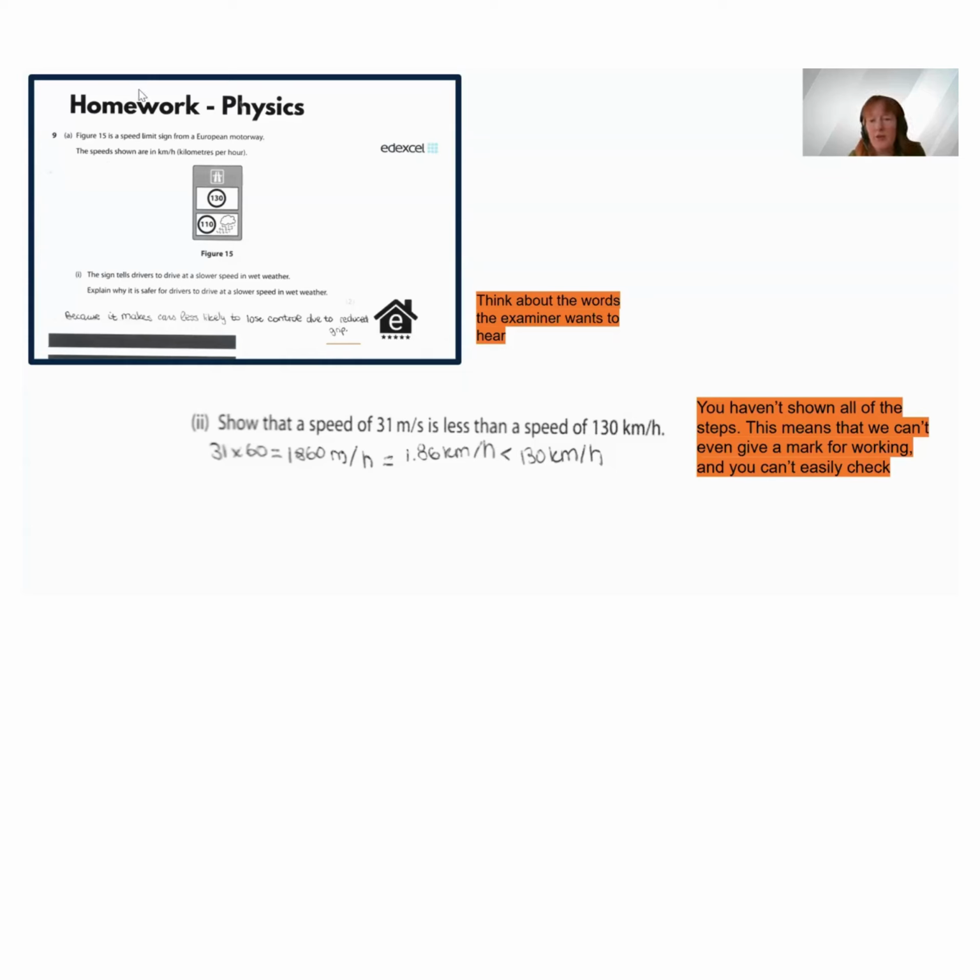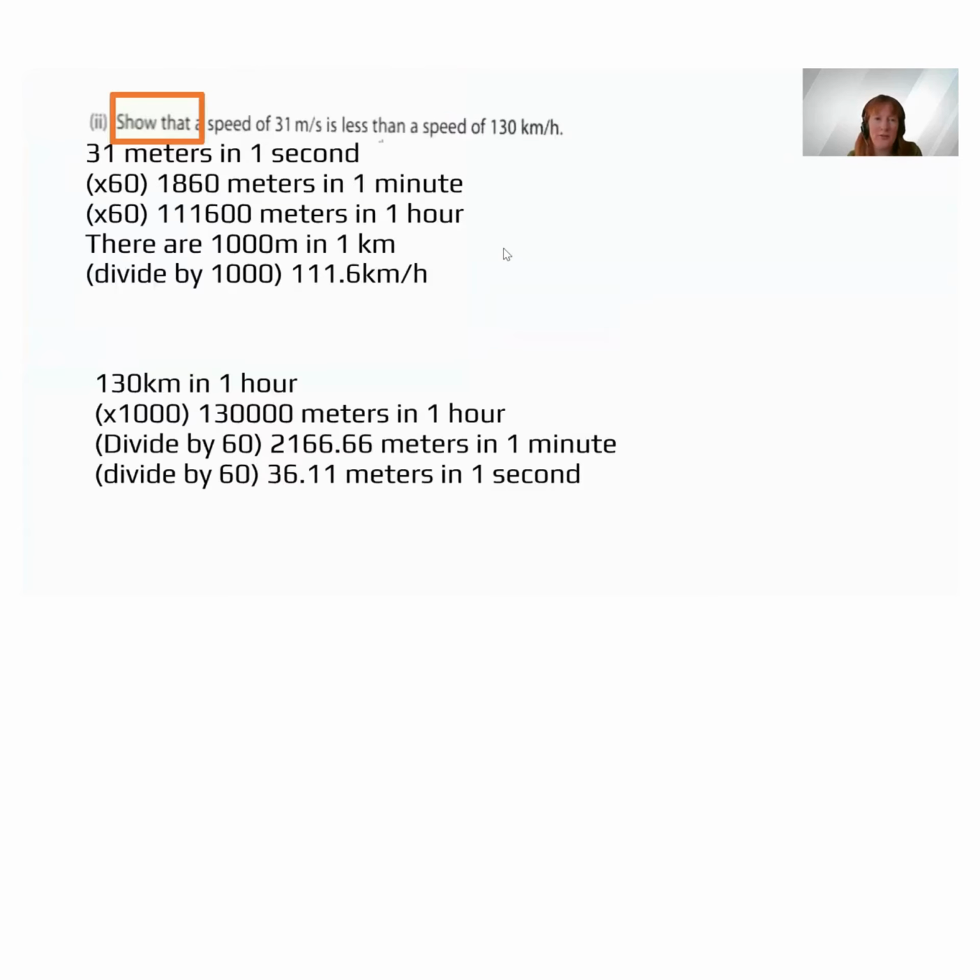Show that a speed of 31 meters per second is less than a speed of 130 kilometers an hour. Again, you haven't shown all of the steps. This means we can't give a mark for working, basically. And I could show you the actual answers as well. This is showing you how to show your working. 31 meters in 1 second times 60.